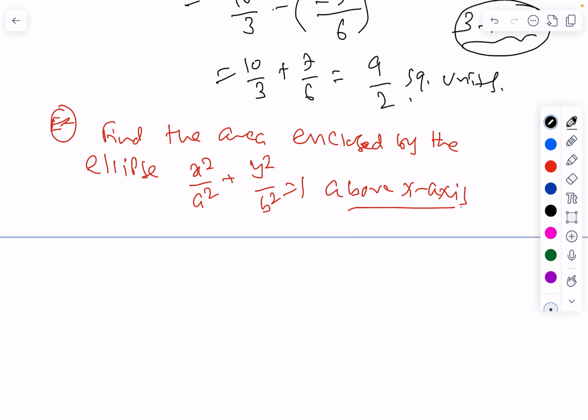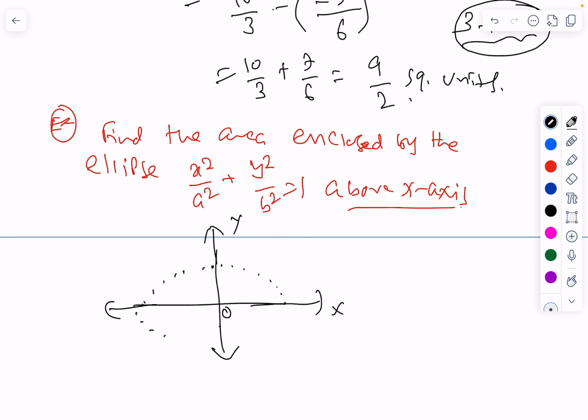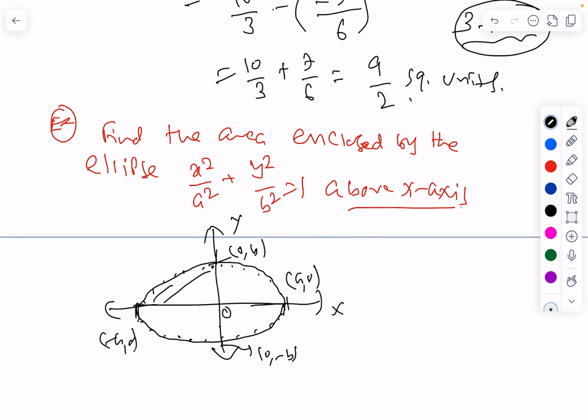So we have the ellipse like this. So this point is 0, b. This is 0, minus b. This is a, 0, minus a, 0. This portion we need to find the area.